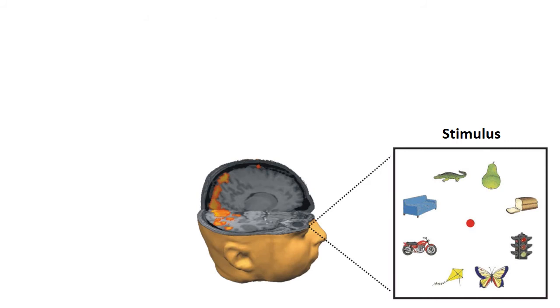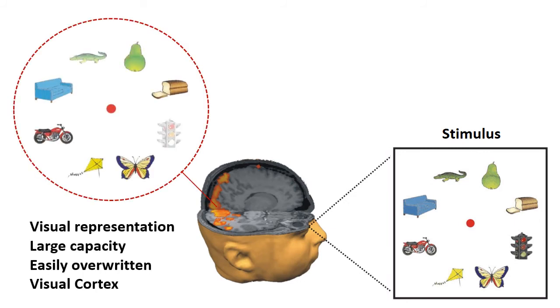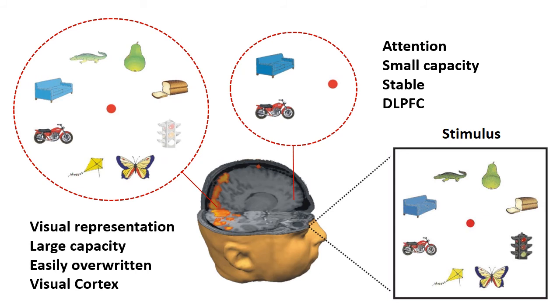In sum, these findings strongly support the dichotomy of visual representations proposed earlier. There is a visual representation, depending on visual cortex, independent of attention, that holds many, if not all, of the objects of the array, yet which is fragile, in the sense that it is overwritten as soon as a new visual stimulus is presented. And there is a working memory representation, depending on dorsolateral prefrontal cortex, depending on attention, that has limited capacity, yet is stable to interference from new information.